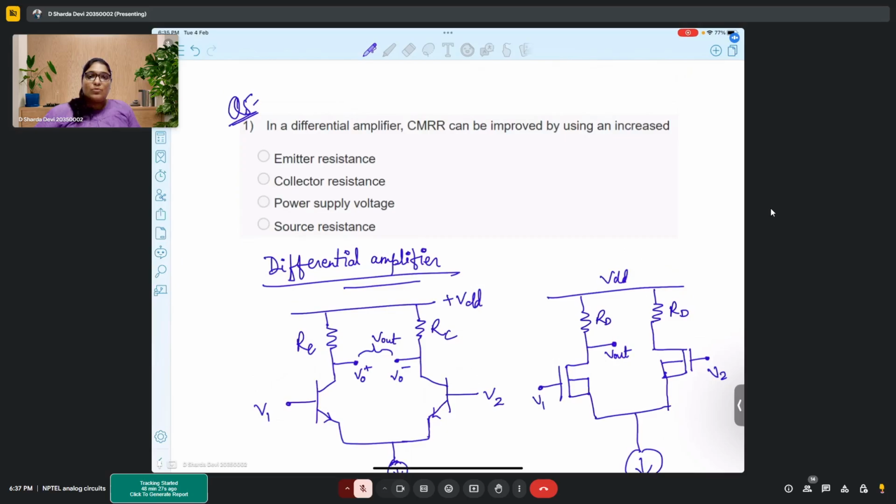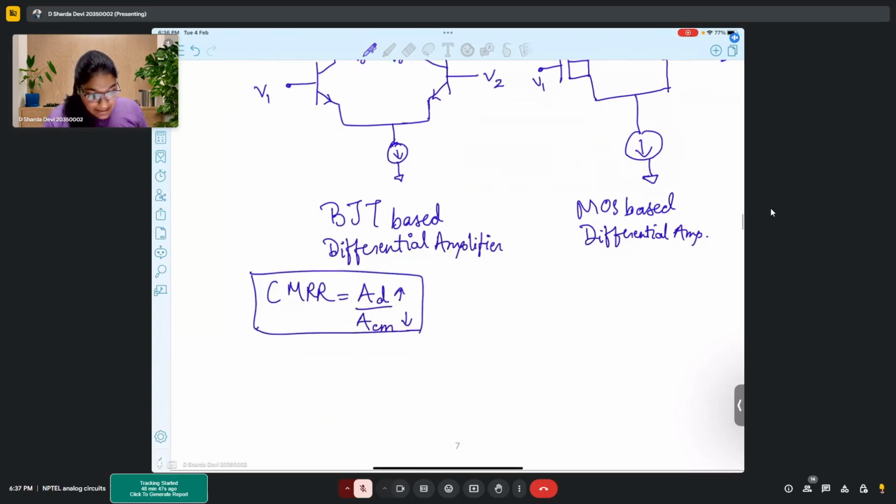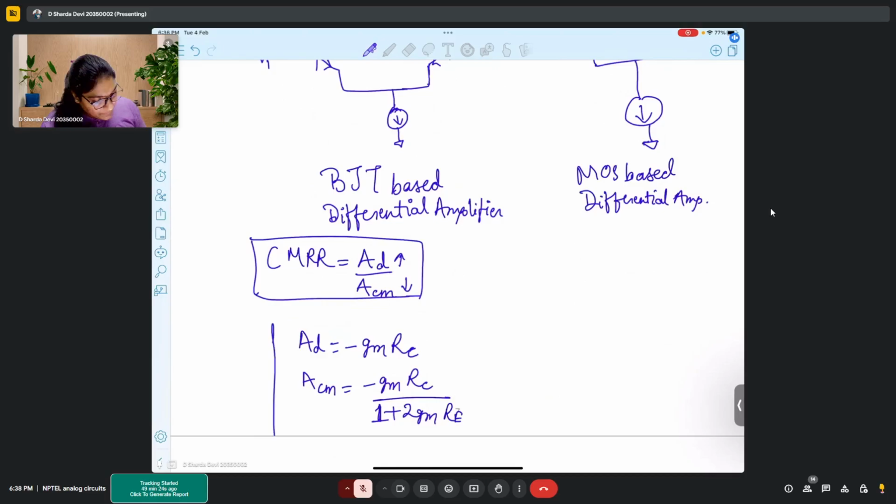Since emitter and collector both have been given in the options, we consider BJT based amplifiers, the BJT based differential amplifier. In a BJT based amplifier, the formula for differential gain is minus GM into RC, and the formula for ACM, the common mode gain, is minus GM RC upon 1 plus 2GM into RE. So this is the formula for AD and ACM.